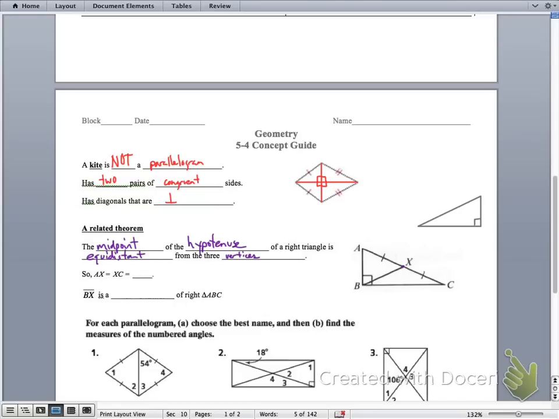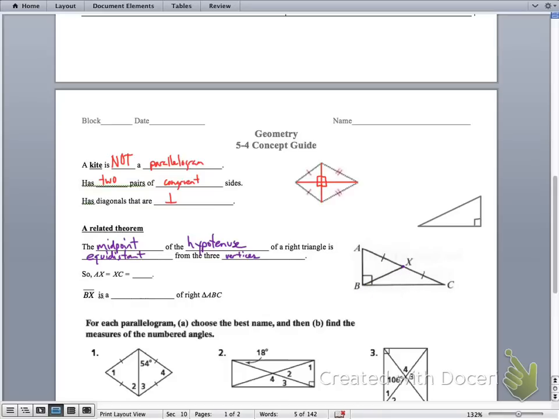The actual theorem itself seems like a mouthful at first. The midpoint of the hypotenuse, which in this diagram over here, here's our hypotenuse, the side opposite the right angle. X is a midpoint, all right? The midpoint of the hypotenuse of a right triangle is equidistant from the three vertices. It's equidistant from A and C, which of course is equidistant from A and C because X is a midpoint, but what also is this equidistant from? The other vertex, which is B.